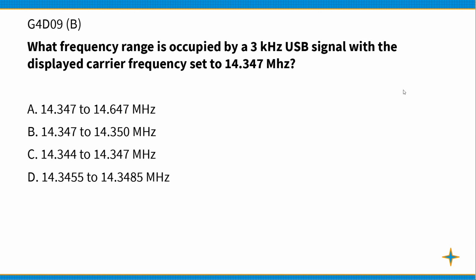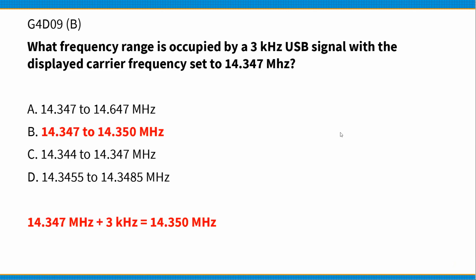What frequency range is occupied by a 3 kilohertz upper sideband signal with the displayed carrier frequency set to 14.347 megahertz? So we're at 14.347 and we're upper sideband. 347 plus 3 is 350.